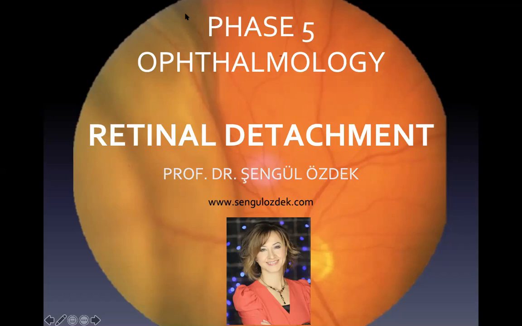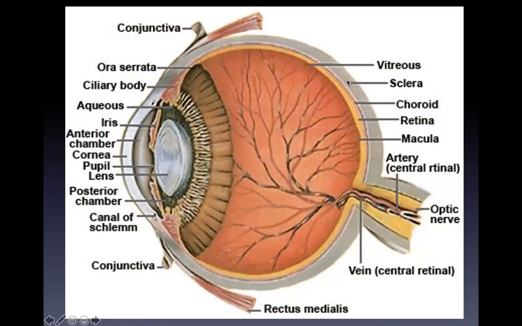When we talk about retinal detachment, the first thing we should do is to talk about the retinal anatomy. As you see here, the retina starts from the ora serrata and goes towards the optic nerve head, and it's the inner coating of the globe. In the center of the optic nerve head, you see the central retinal artery and veins, which supply the inner layers of the retina, and the outer layers of the retina are supplied by the choroid.